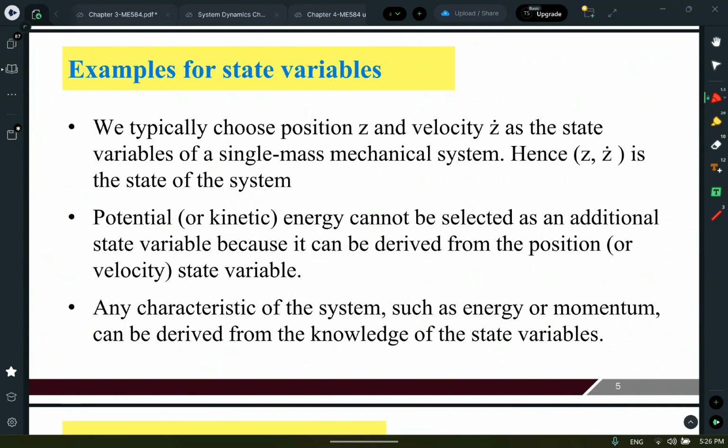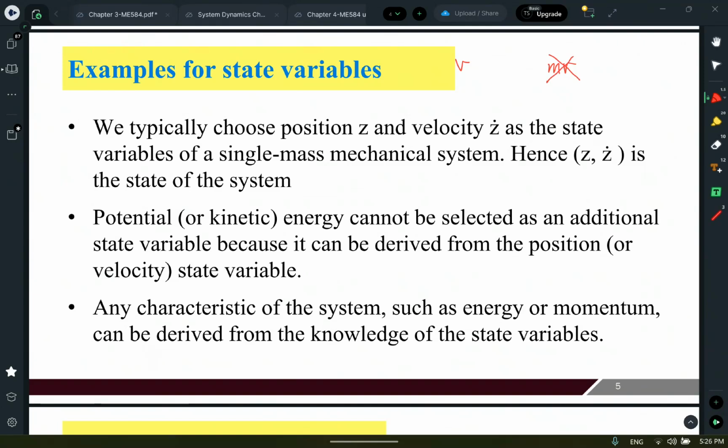For instance, if you pick the velocity as one of your state variables, then momentum cannot be the next state variable. Why? Because if you multiply velocity by the mass, which is a constant number, you will get momentum. So you cannot have both velocity and momentum as state variables. It's not possible.